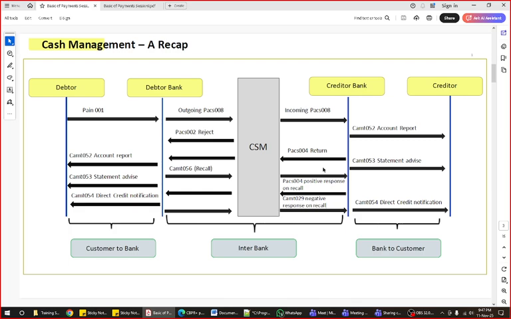Now the creditor bank will be the debtor bank. Consider the positive case. They will send only pacs.004, or pacs.004 positive plus CAMT 29 positive? Correct, both they will send. In a negative case, will they also send both, or only CAMT 29? Correct, only CAMT 29, not pacs.004. Okay, a negative case.